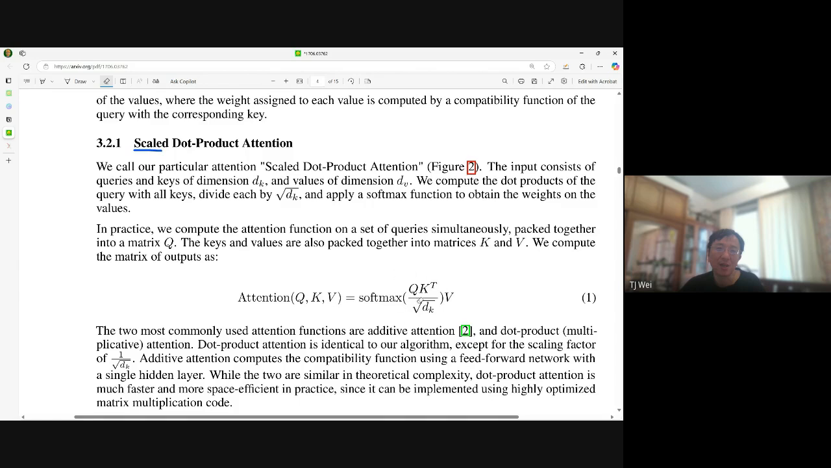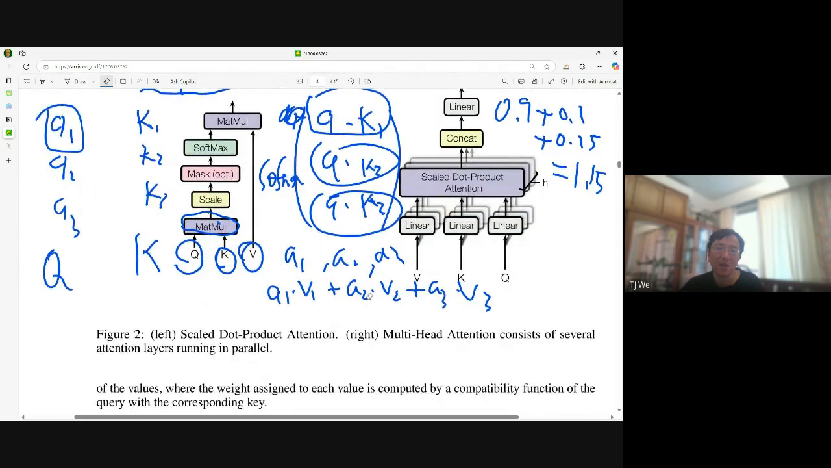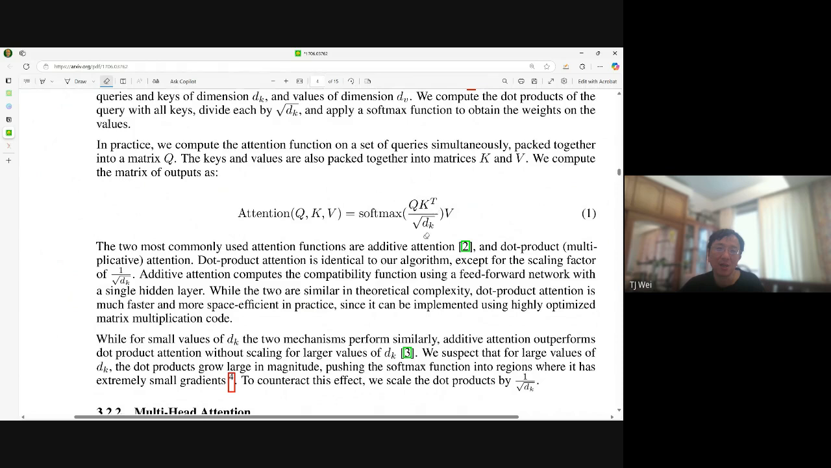So the only question left, there are 2 questions left, which we will answer next time. It's a mask, but we are going to answer why there is a scale right here. Why is there a scale right here?